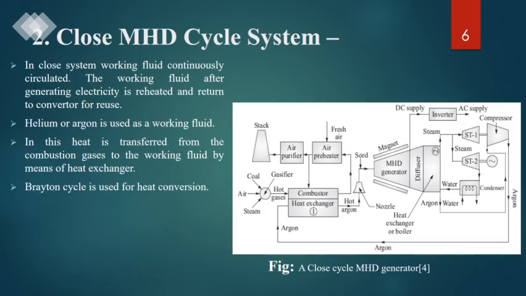The parts of the closed MHD cycle are the air purifier, air preheater, combustor, and heat exchanger. Then seeding is done here, then it goes to the gas MHD generator. After that the working principle process is the same. We produce DC supply and convert it into AC supply. Then the remaining steam is supplied to ST1, ST2, and the compressor and other processes we utilize.